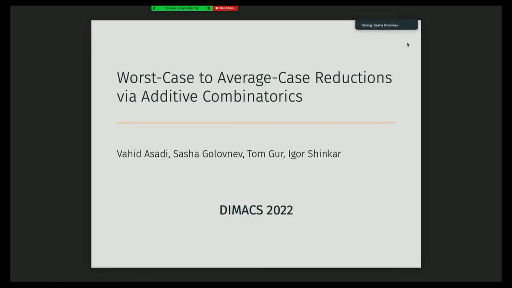Yeah, this is joint work with Vahid Asadi, Tom Gur, and Igor Shinkar. Here we design new worst-case to average-case reductions for a few problems.